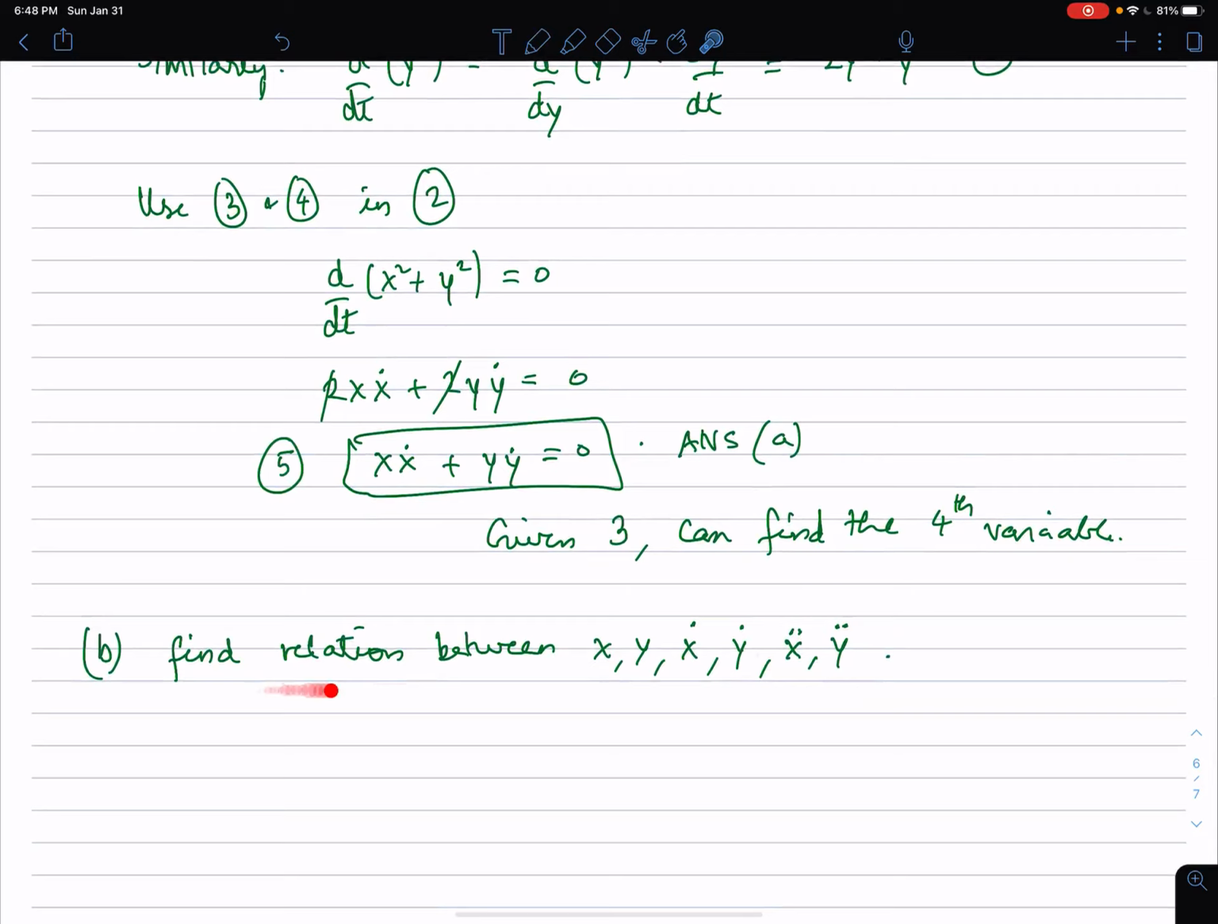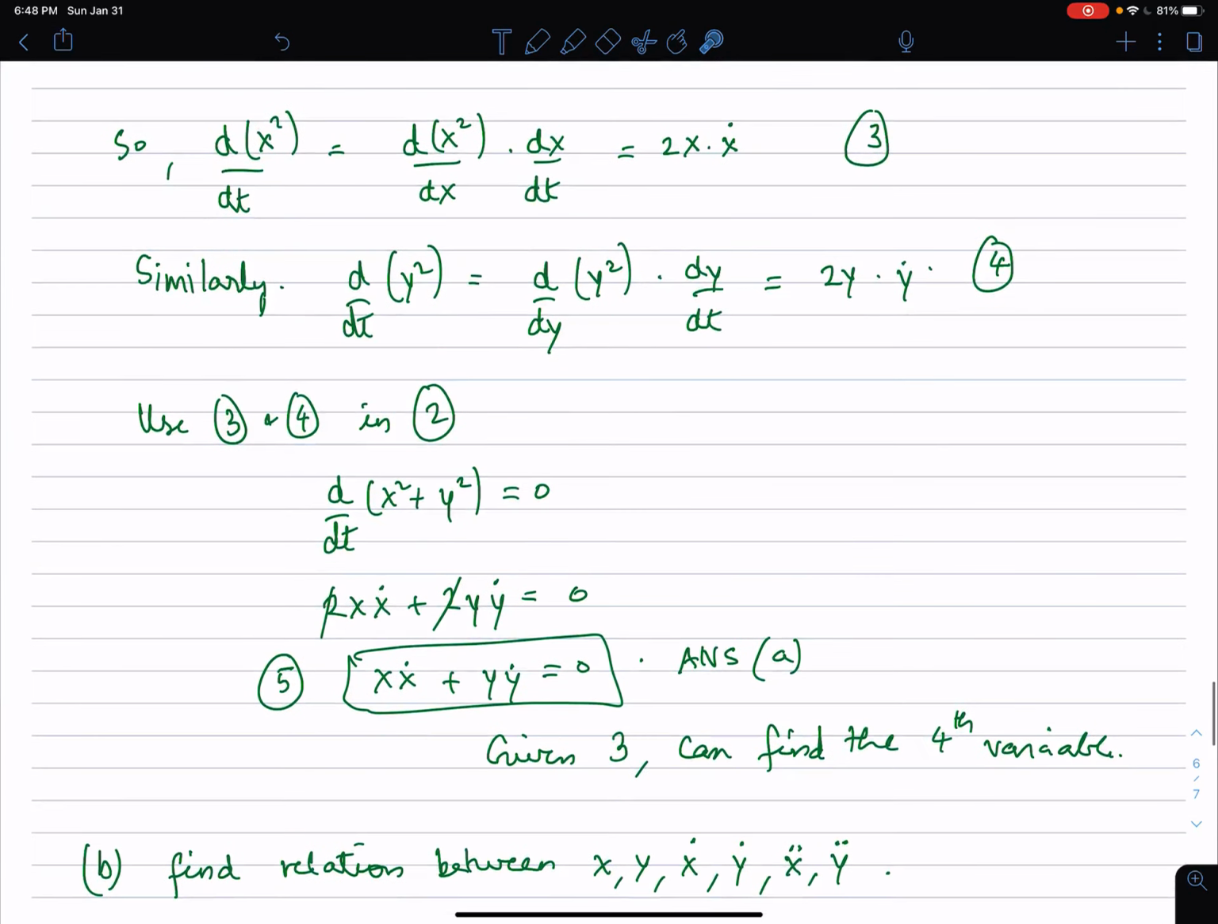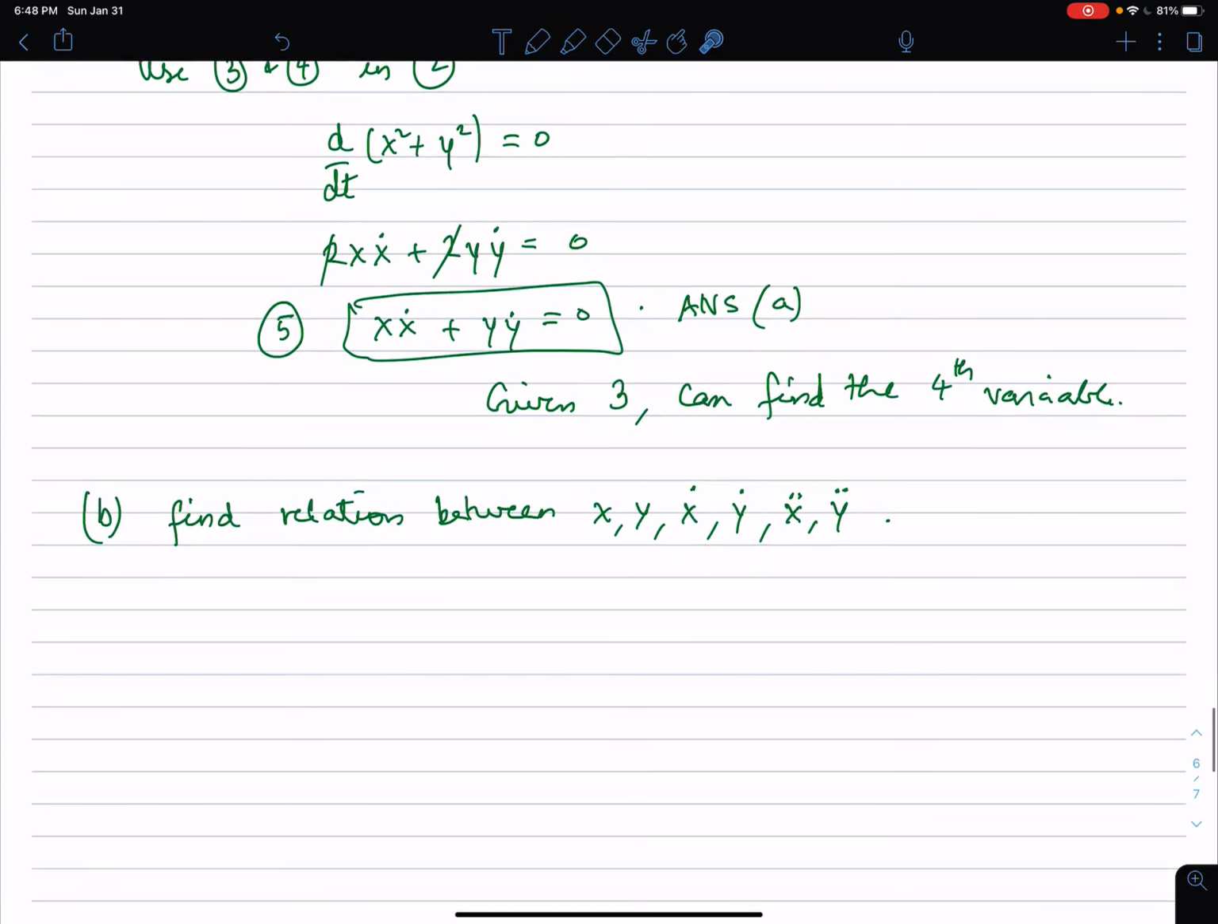Because this question relates the accelerations in the x and y direction, we basically need to differentiate this equation. Now, how do we differentiate this equation? We have to use something very similar to here. Unfortunately, it's not a function of x alone, it's a function of x and x dot. Similarly, it's a function of y and y dot.